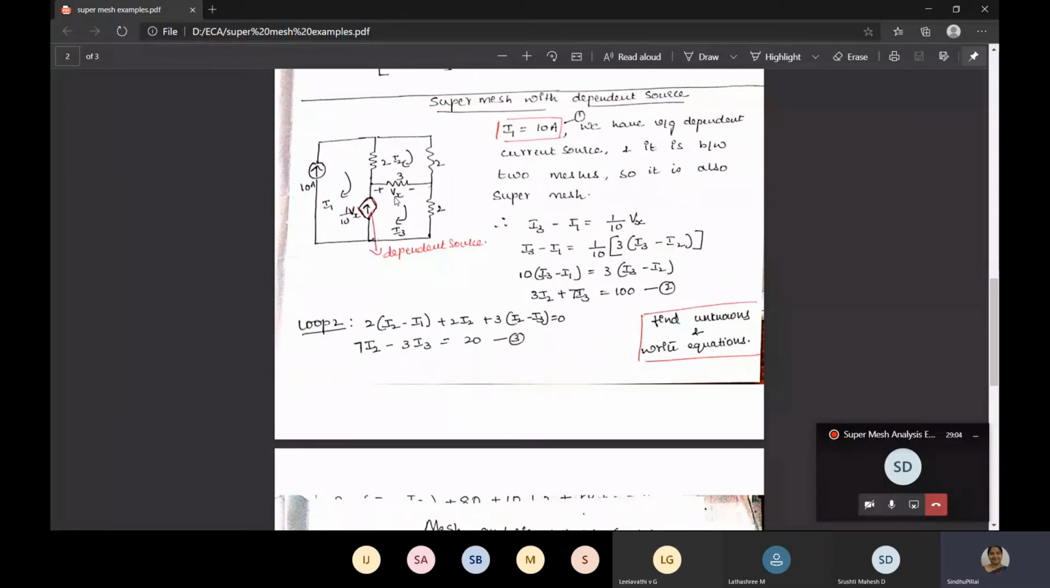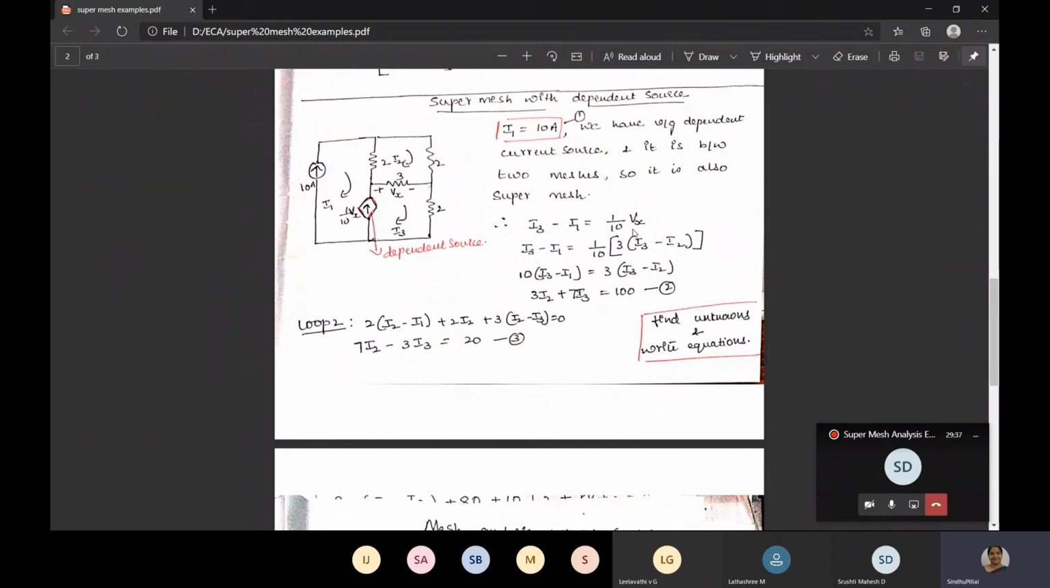So how much is the current here? In this 3 ohm resistor, we have 2 currents. One is I3 and one is I2. So I3 minus I2 into 3. Okay, current into resistance will give me the voltage here. So instead of Vx, what do I have to write? 3 into I3 minus I2. First we'll write I3 minus I1 is equal to 1 by 10 Vx.